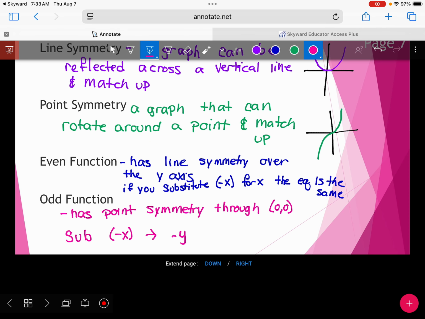And I will walk you through that, I promise, because I know especially for the even and odd, we just wrote a sentence that felt like Greek. I get that. It felt like another language sometimes when we write definitions down. But we're going to look at these pictures down here, just below where you've written your definitions, and decide if they have point symmetry or line symmetry.